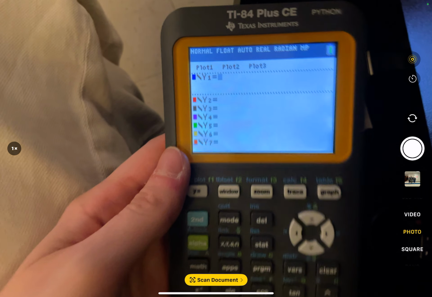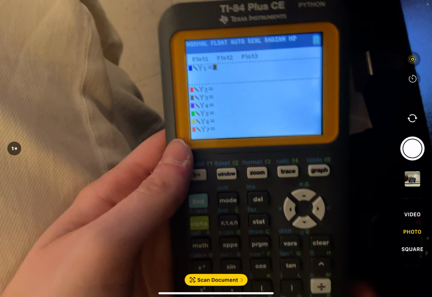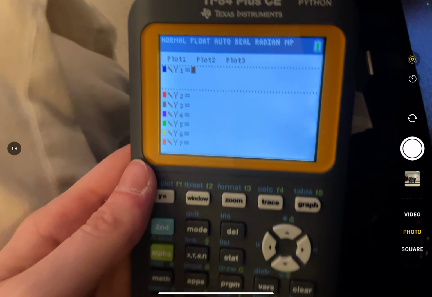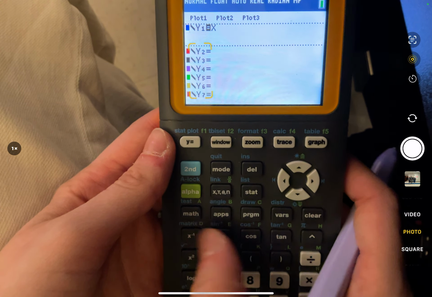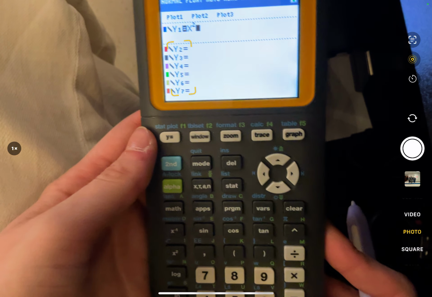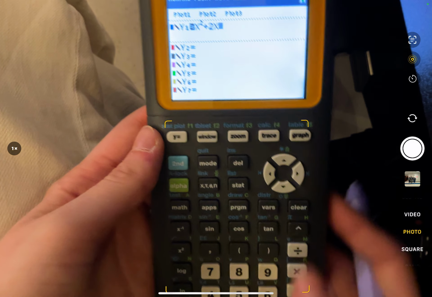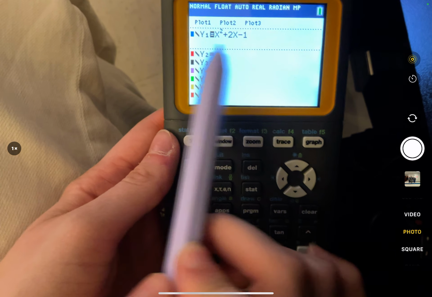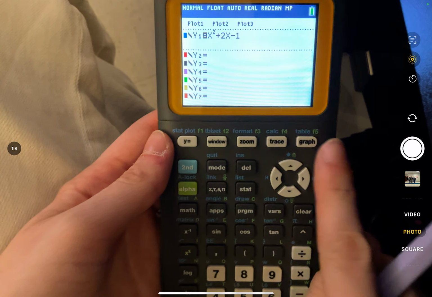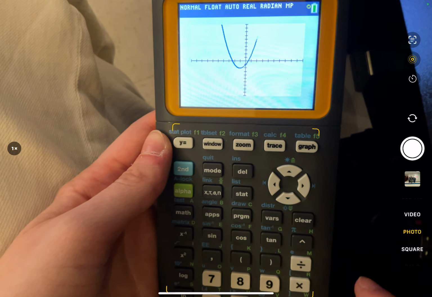All right, we go to y equals. Now, we're going to type in our equation. I don't remember what our equation is. Someone tell me. It's X squared plus 2x minus 1. All right, we have our equation in here. Okay? And then we just press graph.